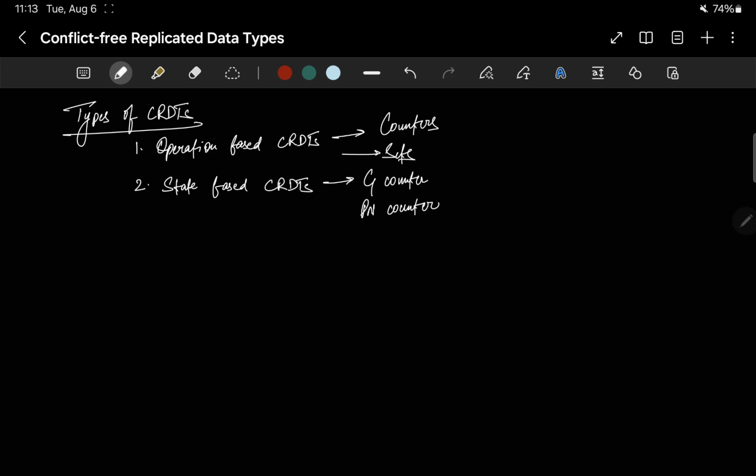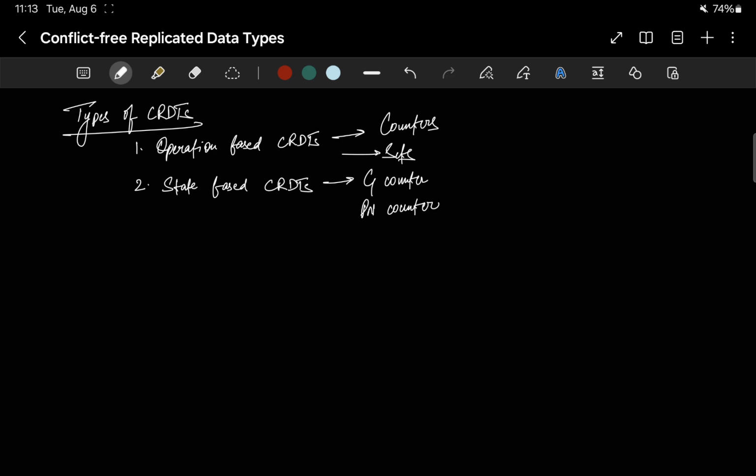So G counter is an example where each replica maintains a local counter and the merge operation takes the maximum count across all the replicas. Okay. So each node will have the local counter 1, 2, 3, 4, 3. So the merge operation takes the maximum counter of all replicas. So 4 is the maximum count. Okay. It means 4 has the latest value. Next, PN counter. It represents a positive or negative counter with separate counters for increments and decrements. Okay.